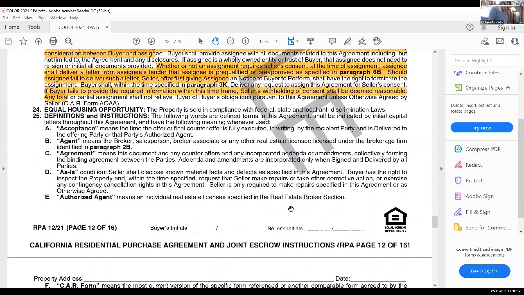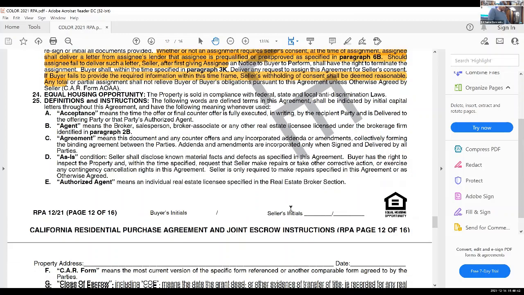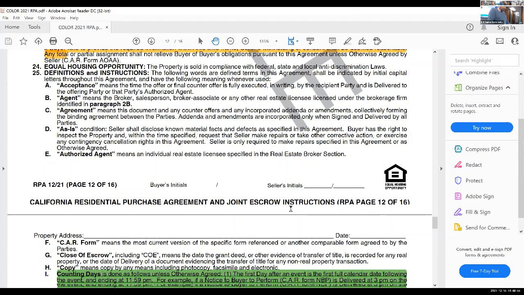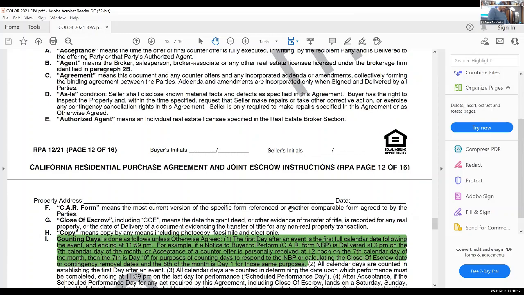All right, equal housing opportunity, that doesn't change. And definitions and instructions are pretty much the same.